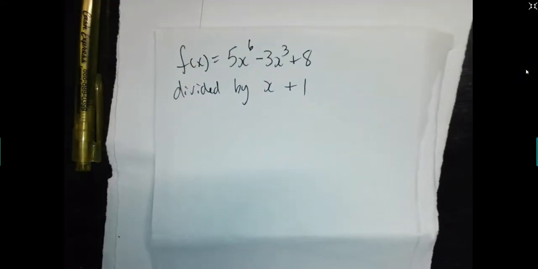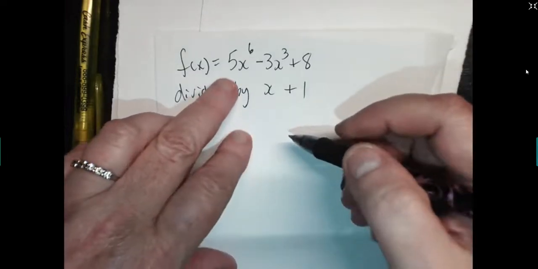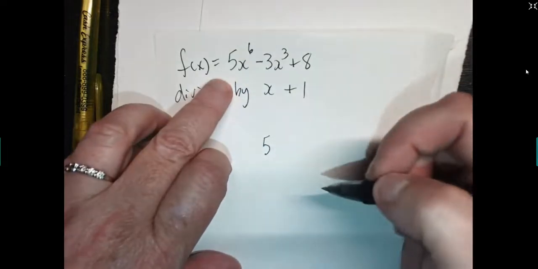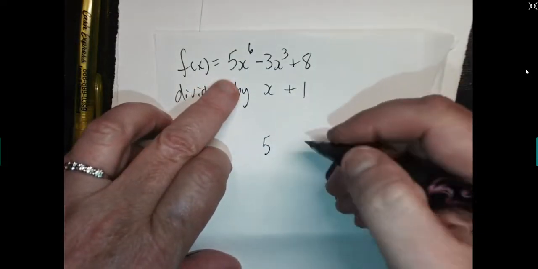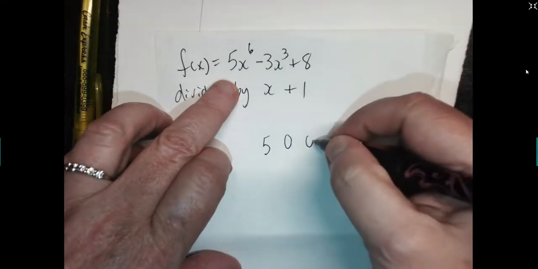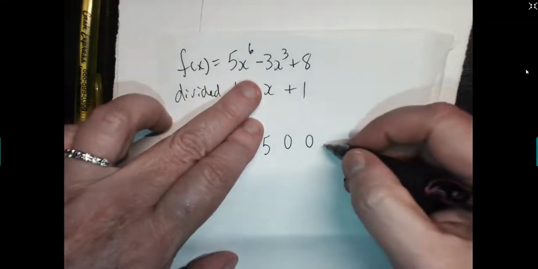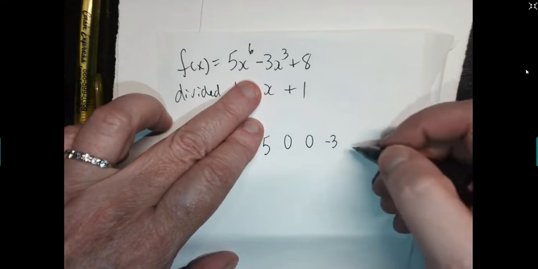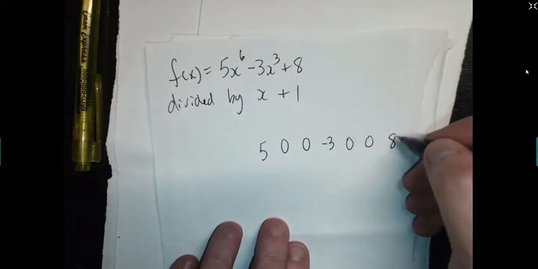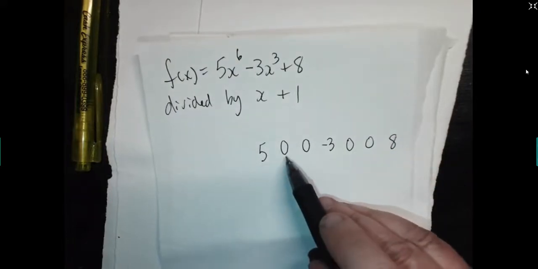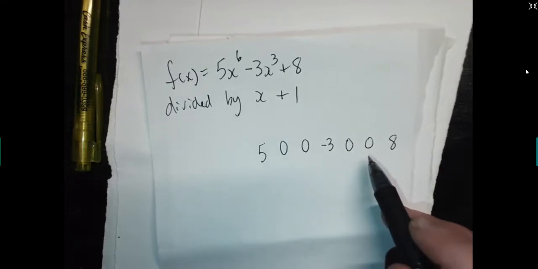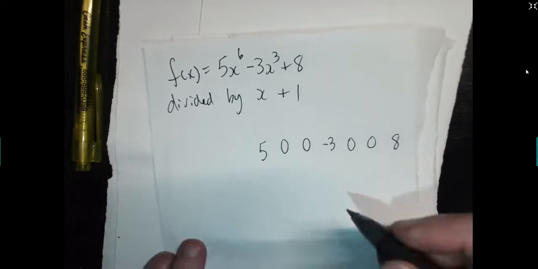All right, if I'm going to set this up with synthetic division, I'm going to have to put my coefficients of my dividend. So I have 5 times x to the 6th. There is no x to the 5th term, so that's the same as 0 times x to the 5th. There is no x to the 4th term, so I have to put a 0 placeholder there. I have negative 3 times x cubed. There is no x squared term. There is no x term, but I do have 8. So I have 5x to the 6th plus 0x to the 5th plus 0x to the 4th minus 3x cubed plus 0x squared plus 0x plus 8. So I have to represent those zeros there.